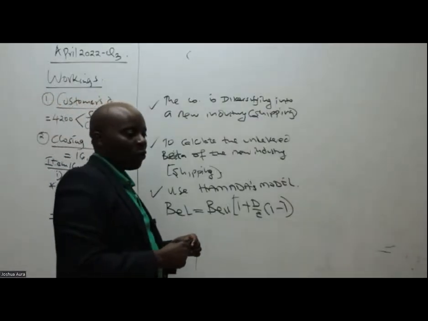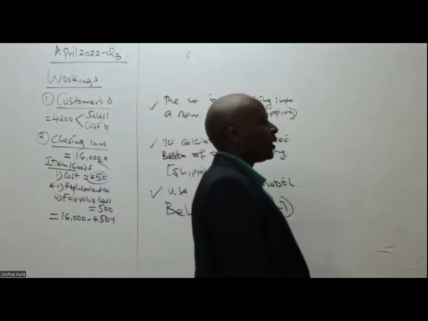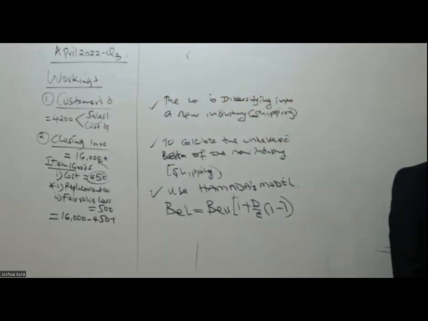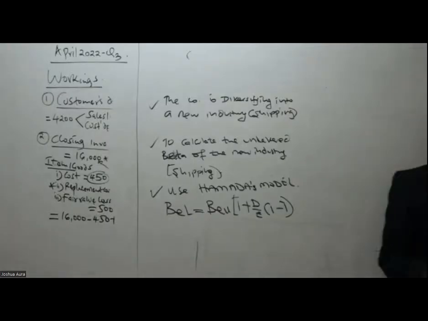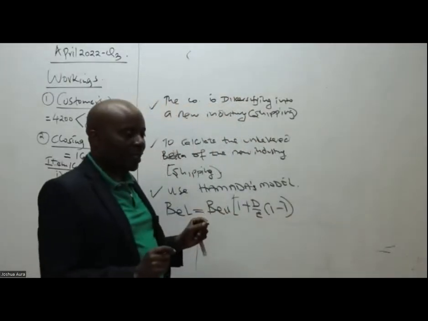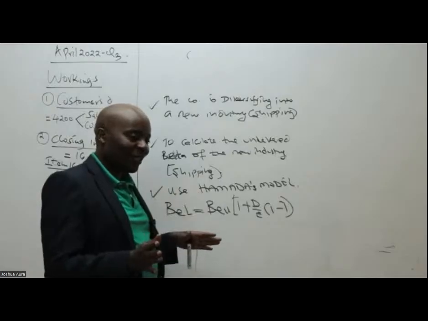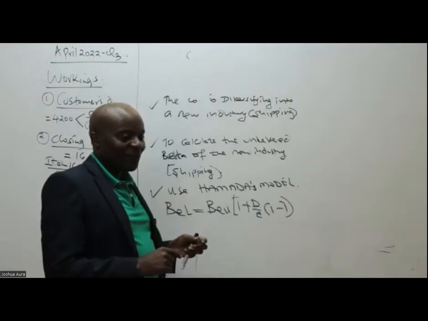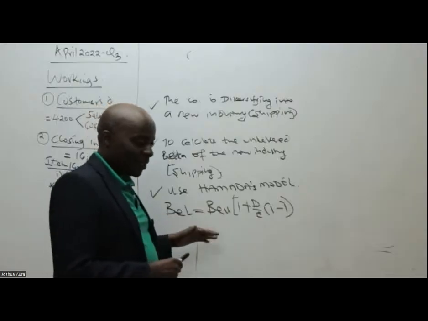So first of all, I would want your confirmation that up to here, we are together. When you are diversifying into a new industry, that should be the first thing you need to do. You have to come up with the beta equity of the unlevered firm of the new industry. So up to here, have you been able to write up to here?